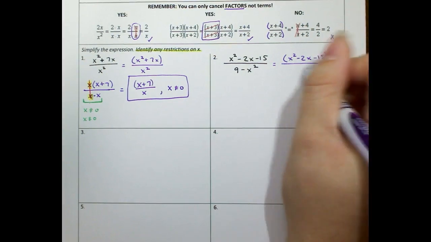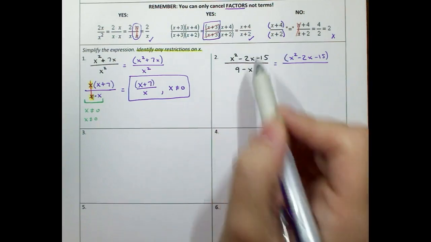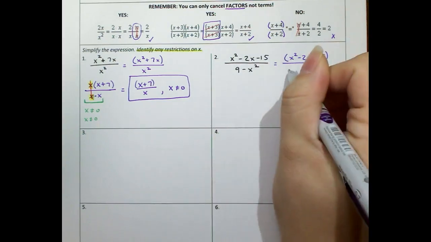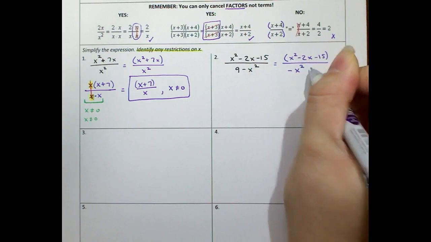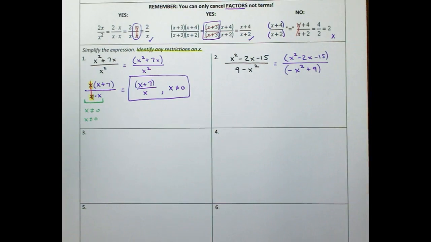So numerator in parentheses. Now the other thing I would do is notice this denominator is not in order. It is not in standard form. So that would be the first thing I would want to do. The top is already in standard form, but the bottom is not. So if we put this in standard form, we would have negative x squared plus 9.